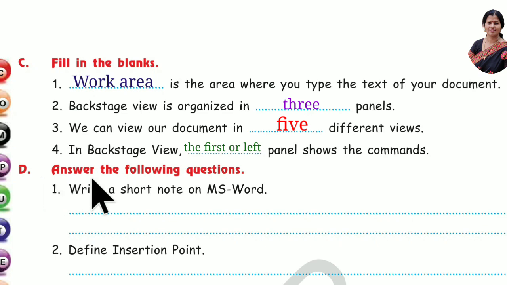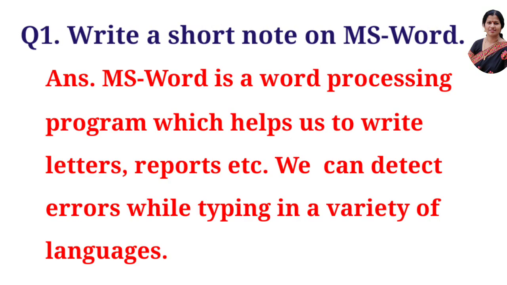Now, answer the following questions. First question. Write a short note on MS Word. Answer. MS Word is a word processing program which helps us to write letters, reports, etc. We can detect errors while typing in a variety of languages.